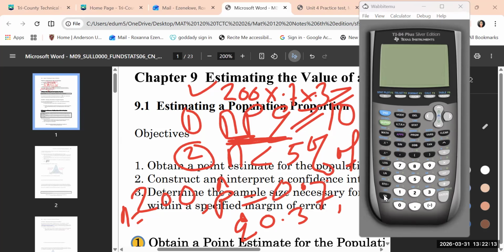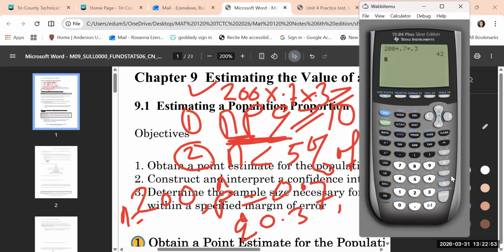I'm going to do that again. Okay, 200 multiplied by 0.7 multiplied by 0.3. What am I trying to do? I'm checking the condition number 1. I want to see if the question passes the test. Does it pass the test to convert from binomial to normal? So if I hit enter, I have 42. In other words, this passes the test. Why? Because 42 is greater than 10.